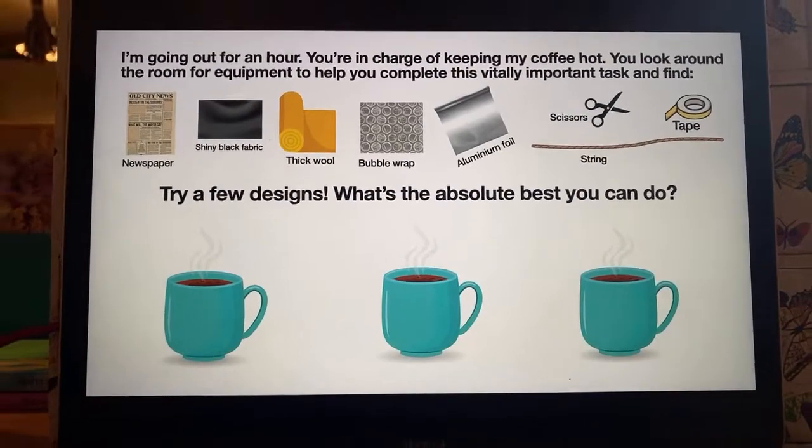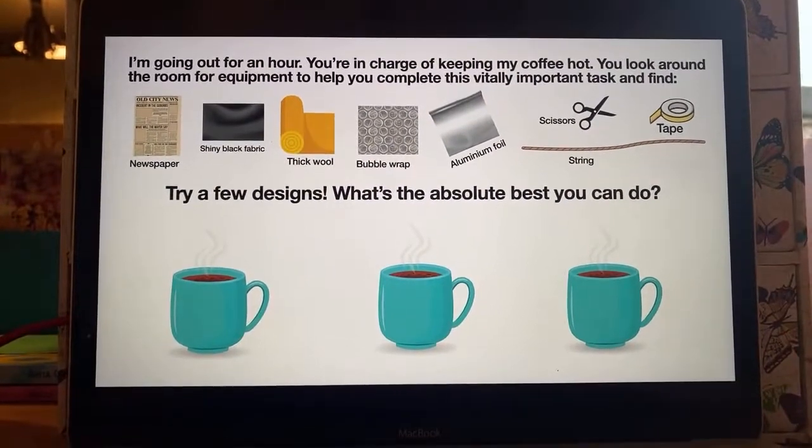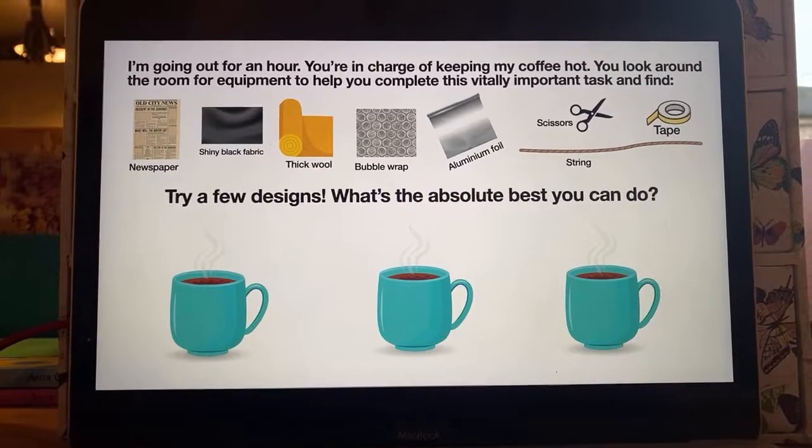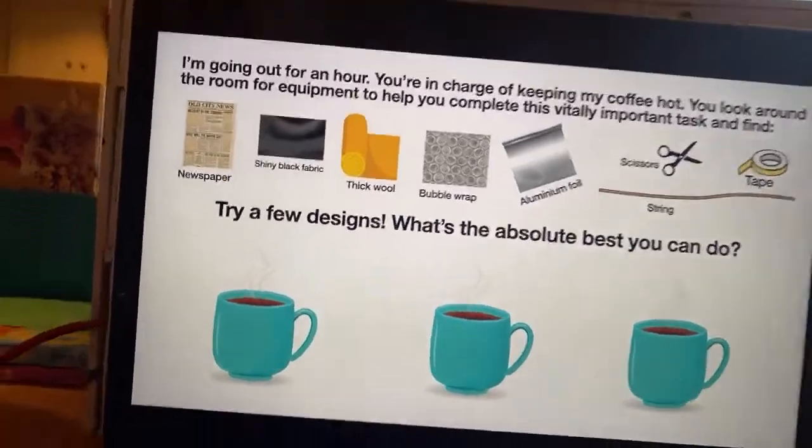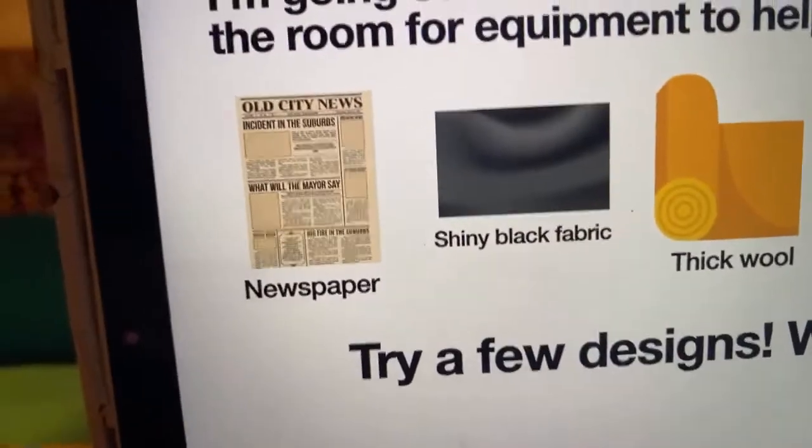Okay, right. While you're finishing off your Leslie cube, I've got a little challenge for you. I'm going out for an hour. You are in charge of keeping my coffee hot. You look around the room for equipment to help you complete this vitally important task. And this is what you find. You do not need to use all of this stuff. I cannot emphasize that enough. You definitely don't need all of this.